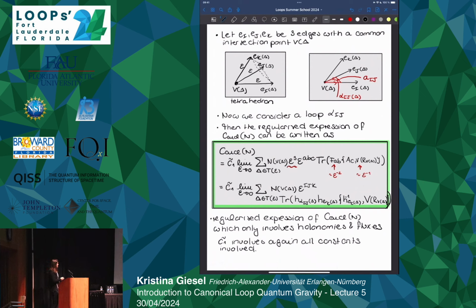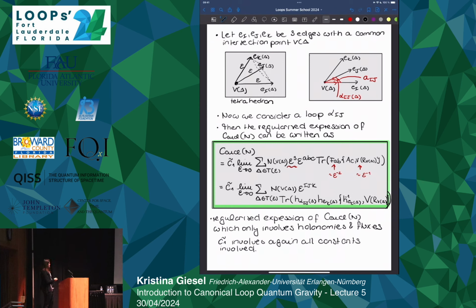And if we now insert everything regularized, we can describe this Euclidean part here as some new constant, C1 tilde. Then we use this approximation, so we send the limit of epsilon to 0, sum over all involved tetrahedra. We have the lapse function evaluated at this vertex of the tetrahedra. We get an epsilon cubed from the volume. And then we just plug in these classical identities that we used before.